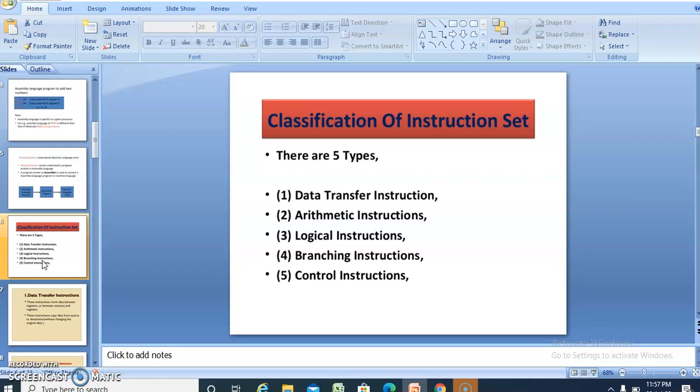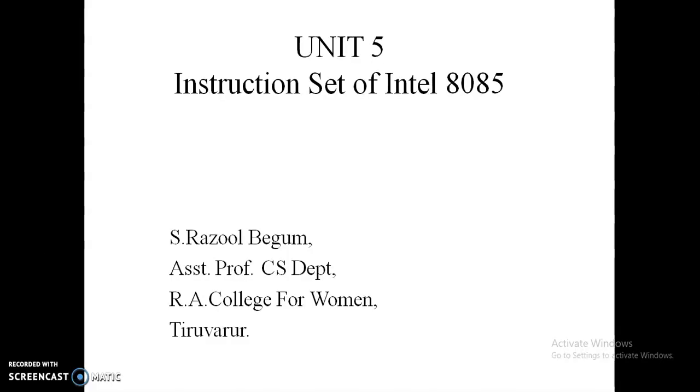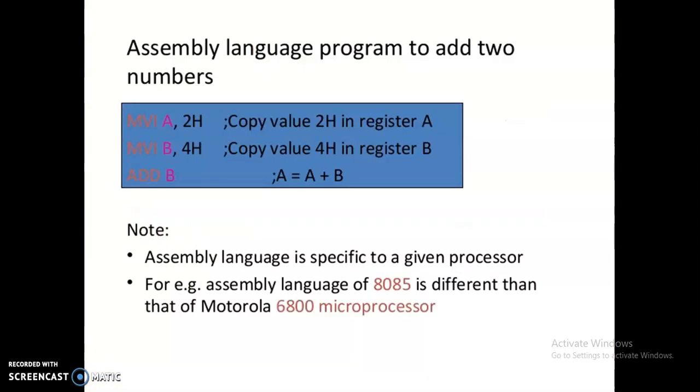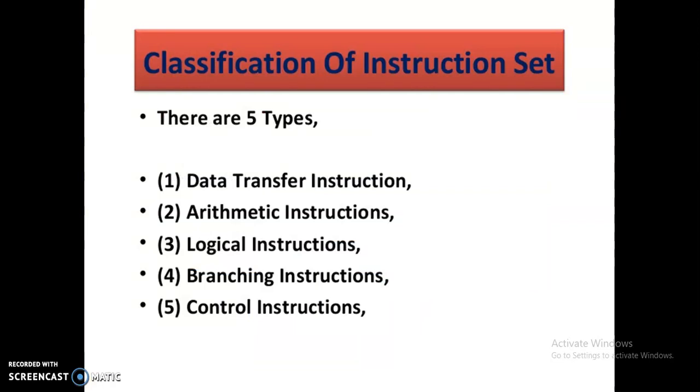In my last class I discussed what is an instruction and how the microprocessor handles these instructions, and two types, data transfer instructions and arithmetic instructions, were explained in my previous class. Okay, now today I am going to explain the remaining three concepts: logical instructions, branching instructions, and control instructions.